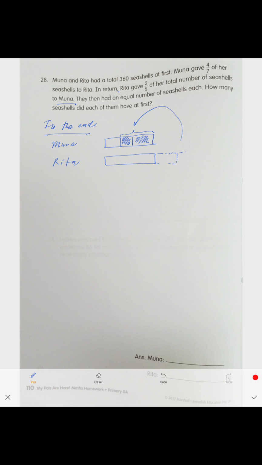That's not a pretty dashed line, but you can get the point. Dashed line before they were here. And this is the same 3 units. This is our 2/5. You can see that this is 2/5, this is 3/5, and this 2/5 she gave to Muna. We can keep this arrow here so you understand, and write it down: 2/5 to Muna. And nothing changed. Total amount of seashells is 360.